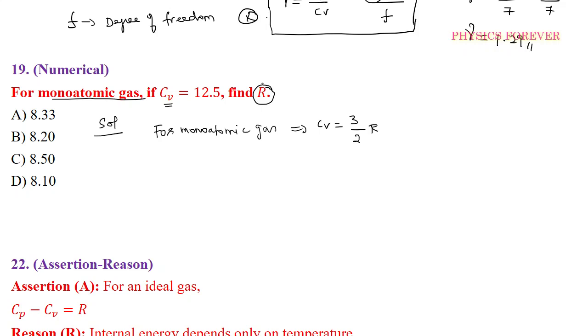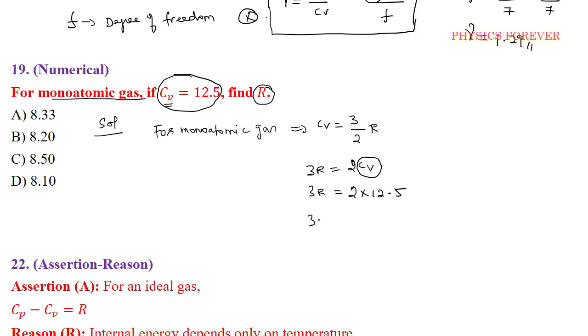In this case we have to find only R, so we have to rearrange the terms. Cross multiplying, we get 3R is equal to 2 Cv. We just rearrange this equation because we have to find only R. Then 3R is equal to 2 into Cv, the specific heat capacity at constant volume, which is already given as 12.5.